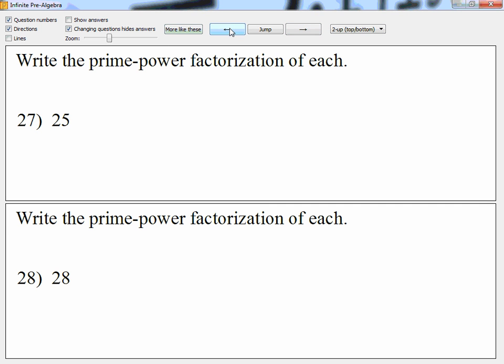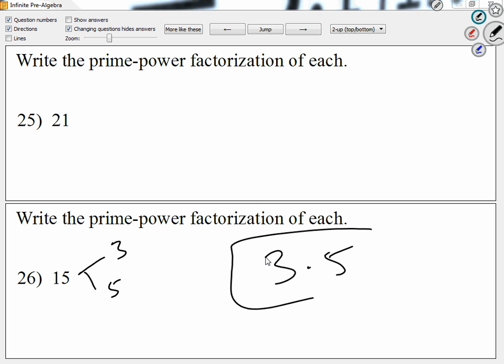26. If we look at 26, which two numbers multiply to 15? 3 and 5, okay. Can we break them more? So we're just going to write 3 times 5, but none of them have powers because none of them repeat. Remember, we use the powers or the exponents when there's repetition. And none of these repeat.